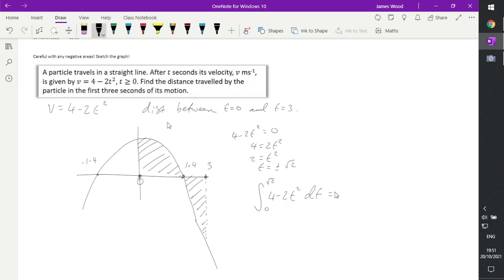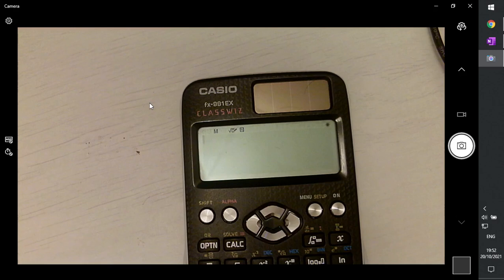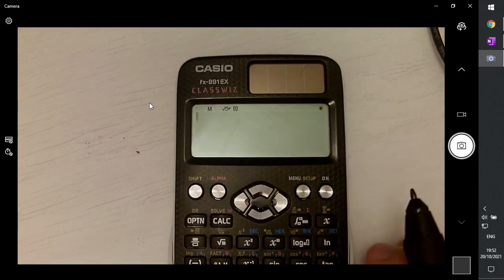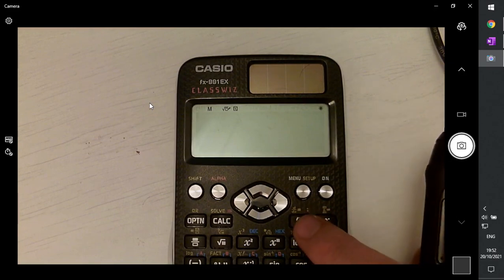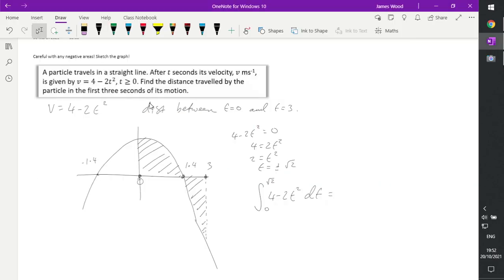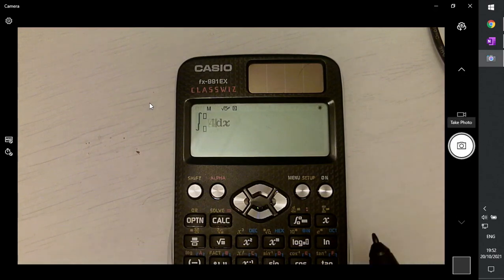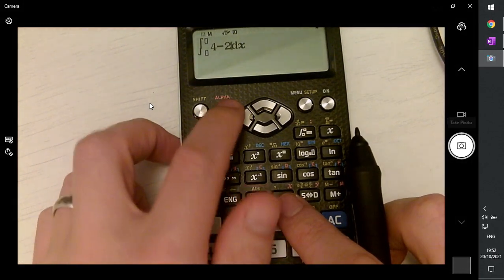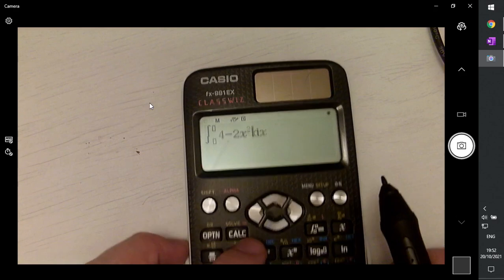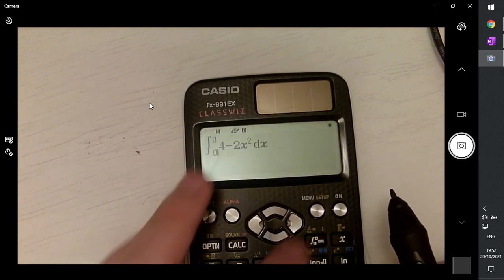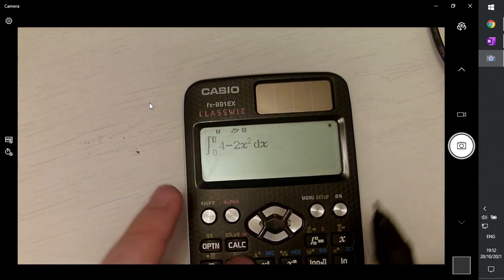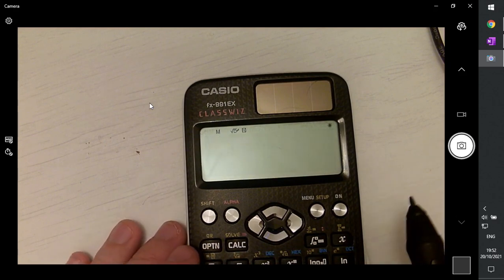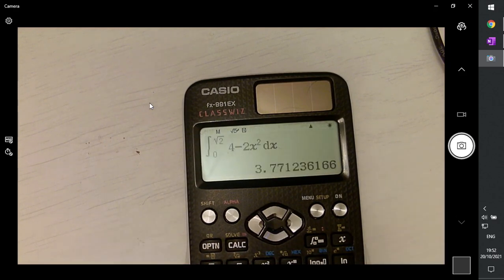I'm actually going to do that on my calculator because we know how to integrate from pure maths, so that's fine. I'll show you how to type in this integral on your calculator. This is just on the scientific one, so you can use this integral button at the top. And we had to integrate 4 minus 2t squared, so 4 minus 2, and then for x, you can use this red x here, so you have to do alpha on that one, squared. Now it's between 0 and root 2 as my first one. So if I do that, 3.771.